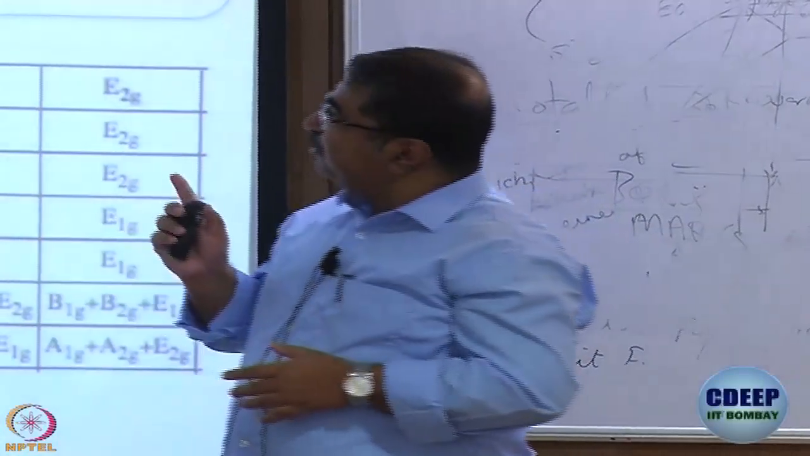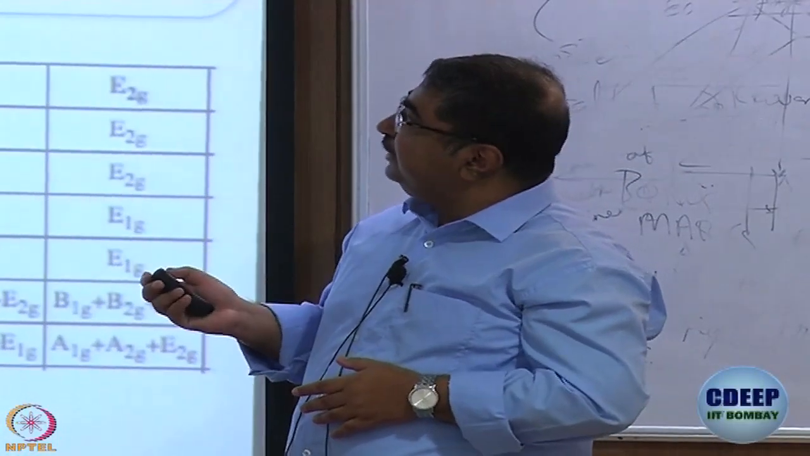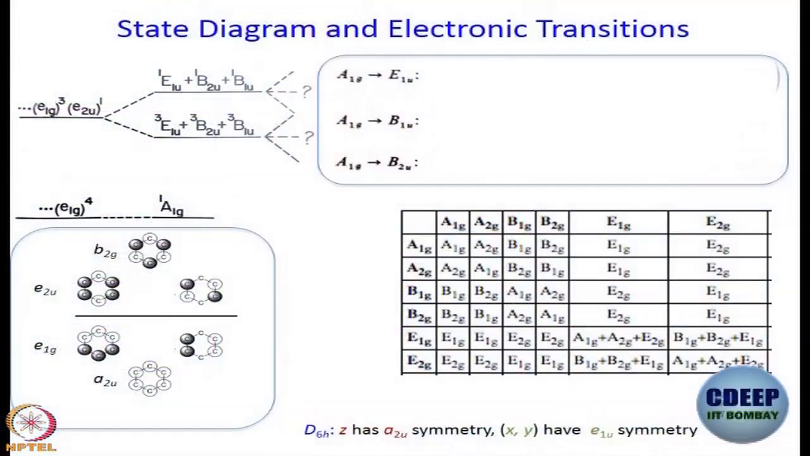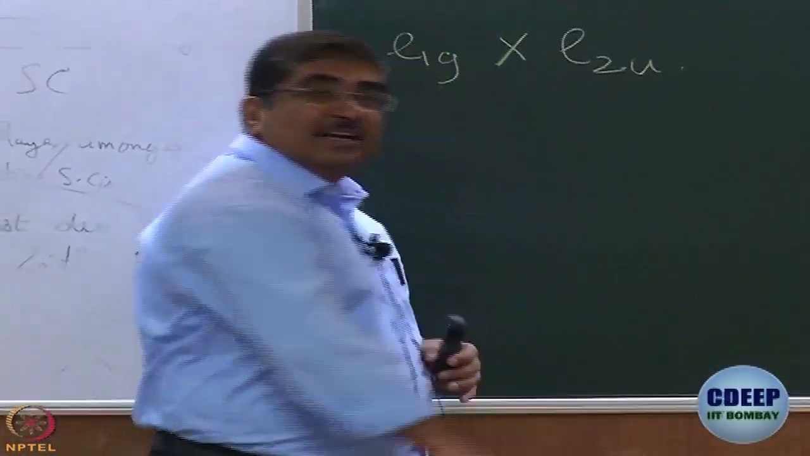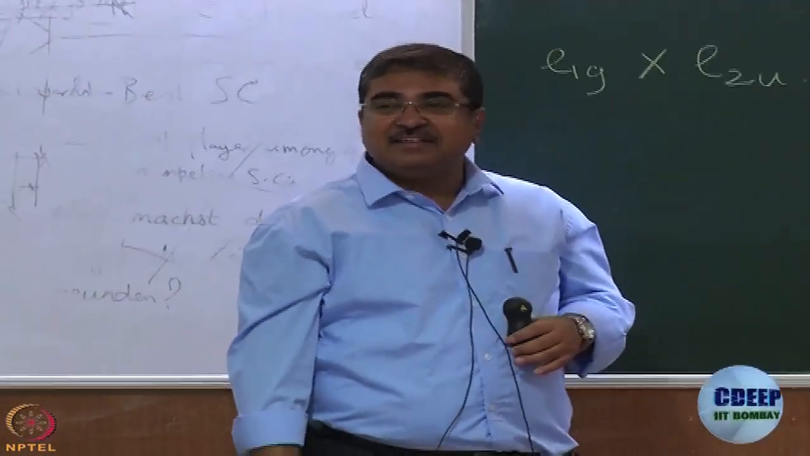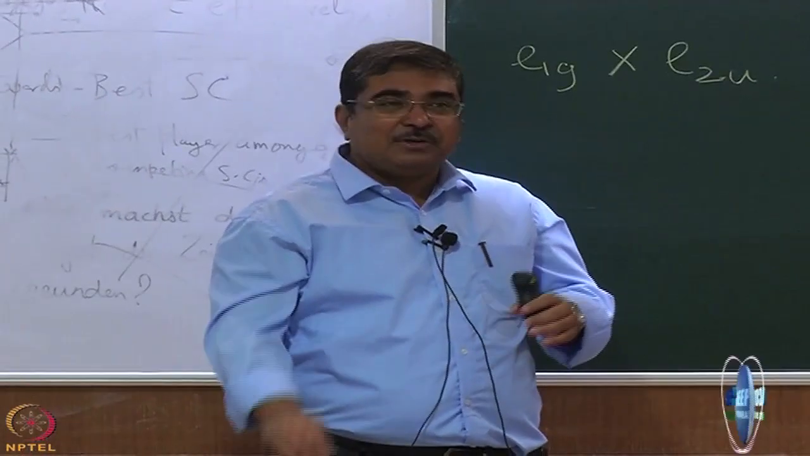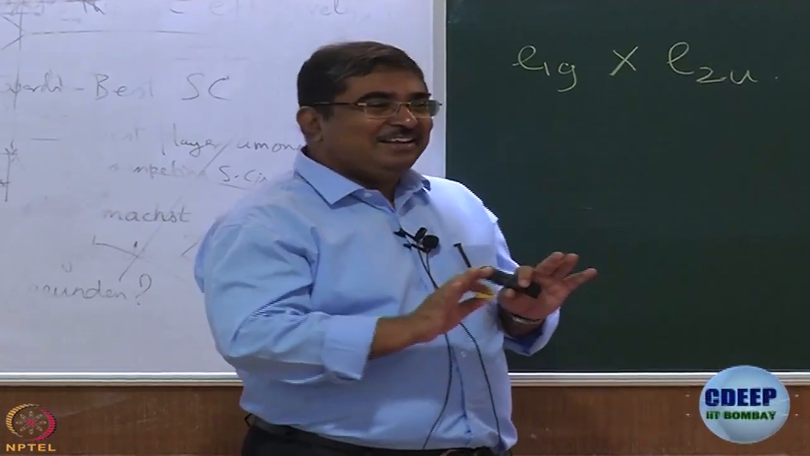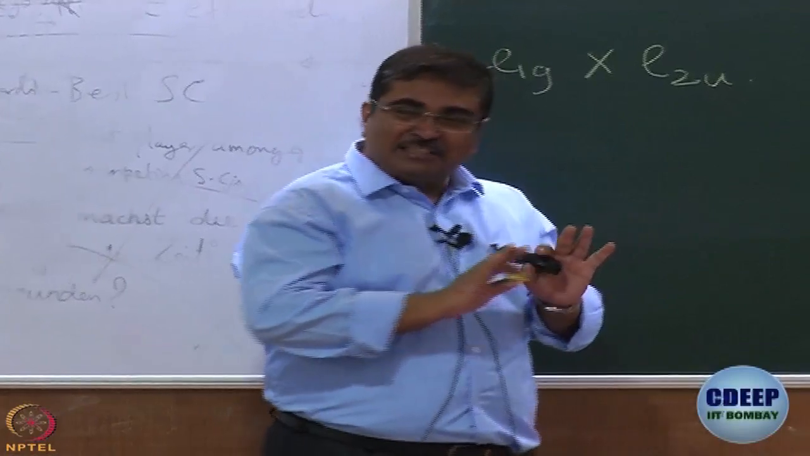But from the view of symmetry only, which of these will be allowed? A1G to E1U, A1G to B1U, A1G to B2U. How do I decide which of these are orbitally allowed? Yes, I heard an answer. No, Laporte is different. Do not think of a general treatment.